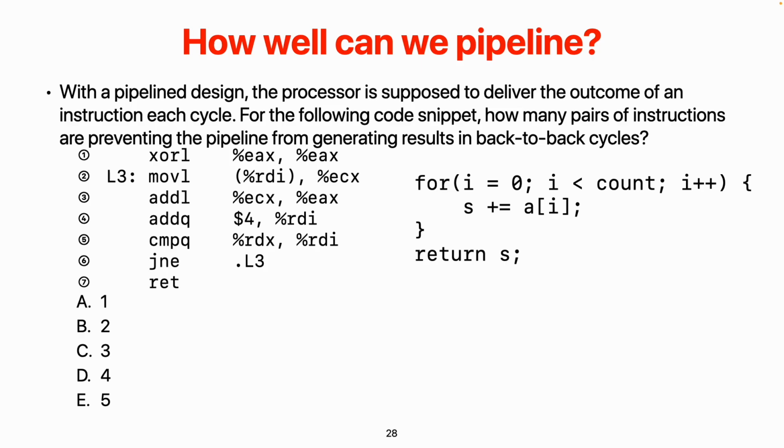Okay, so there are two pairs that we cannot finish back to back. What are the two pairs that you have in mind? Okay, what do you have? I was thinking 2 and 3, and 4 and 5. Why? Because 3 depends on what's in ECX, so we have to wait for 2 to finish for that. Mm-hmm, 2 and 3. And then 5 depends on 4 having RDI, like 4 being at its RDI. Okay. What else?